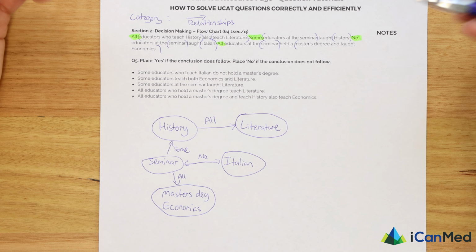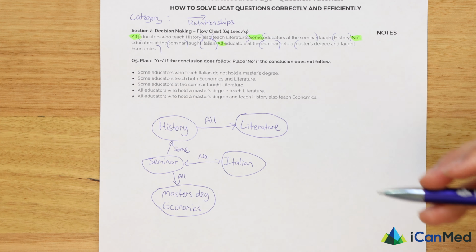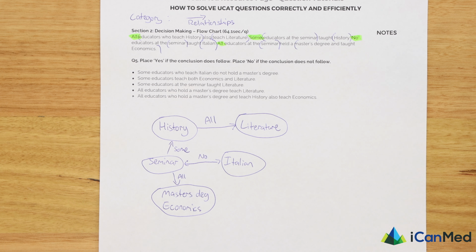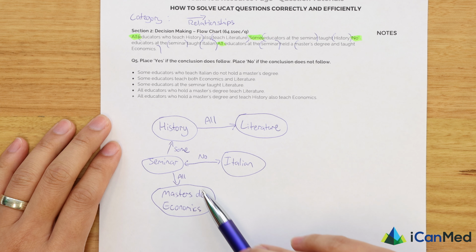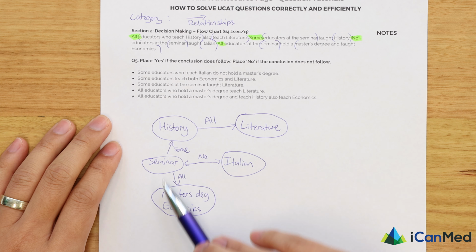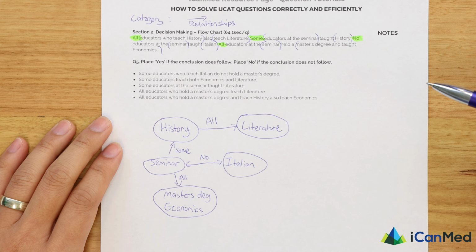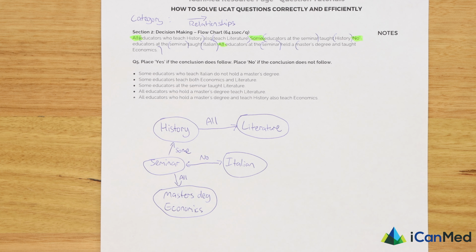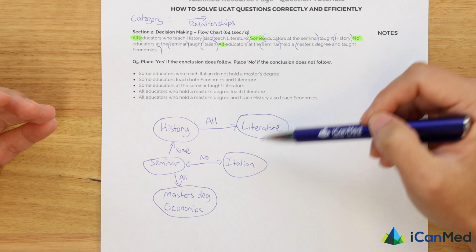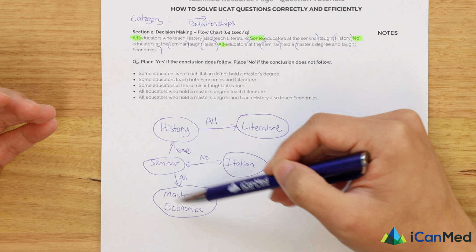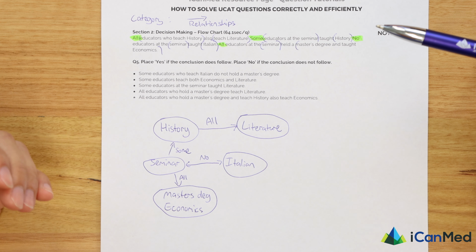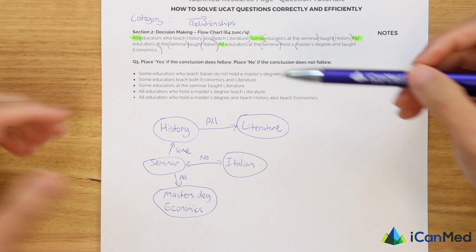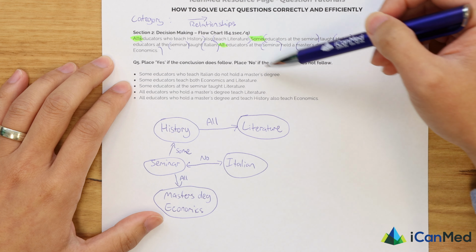Now, you haven't quite finished the question yet. All we've done is understood the information that was given to us. So here, I can see how all of my separate bubbles are connected to one another, which makes it a lot easier in answering the question. Because when you're answering the question, you can just use your flowchart to see how things are related to one another, which makes it a lot quicker to conclude whether the statement is a yes or a no.